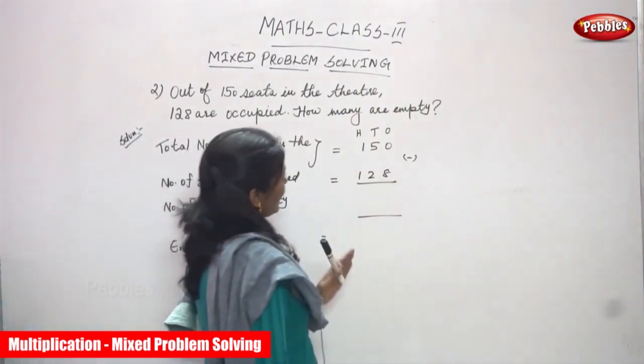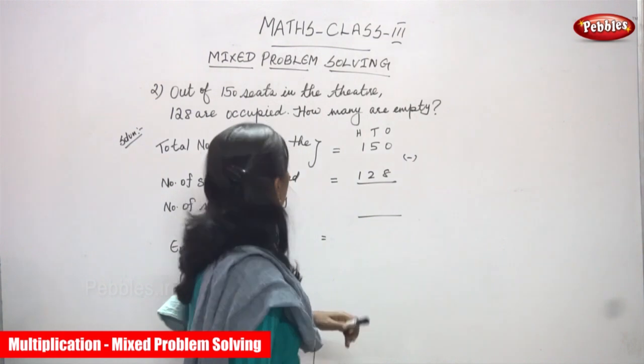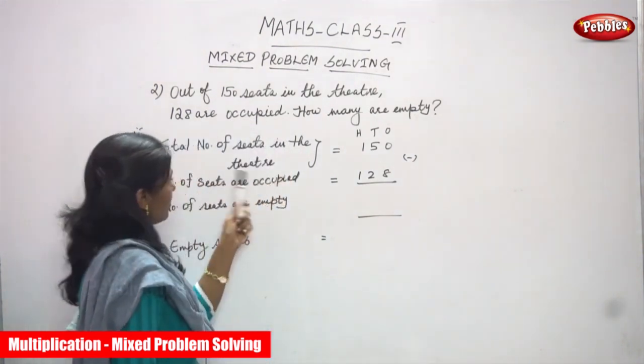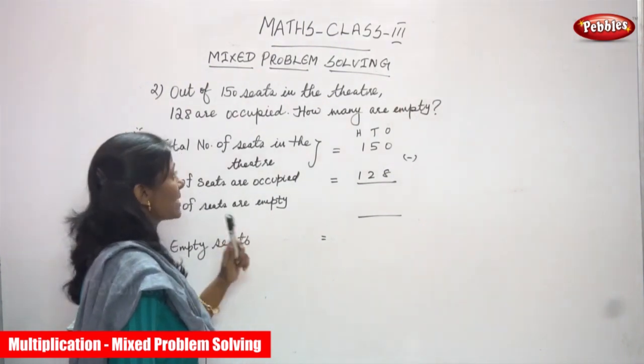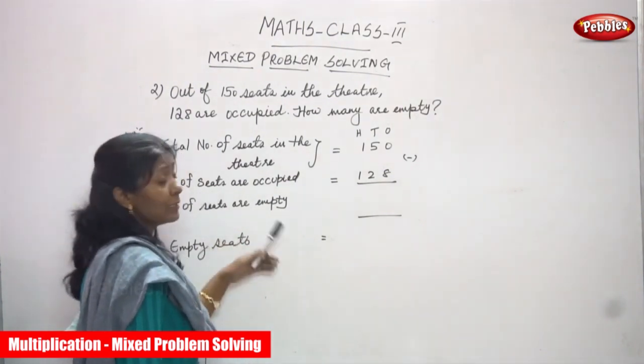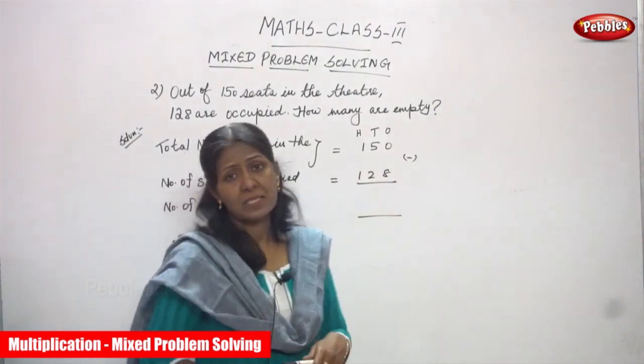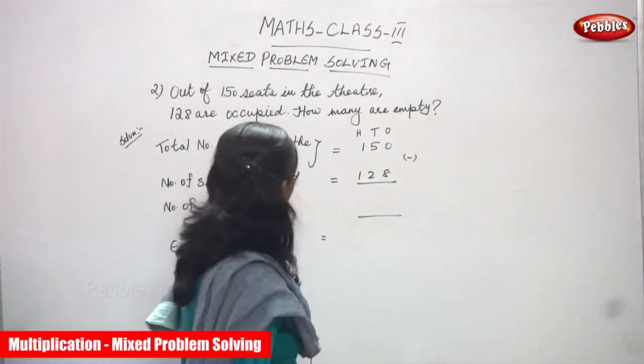So you know very clearly this is a subtraction sum, because the total number of seats is given and the occupied seats are also given. Now we have to find out how many seats are empty. That means it's the remaining or balance. Balance seats you have to find out.